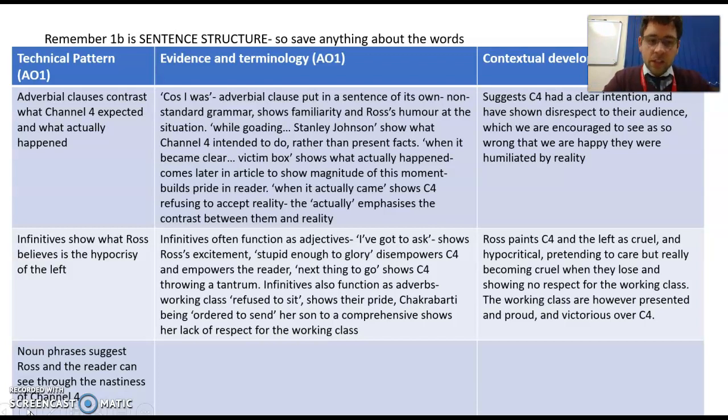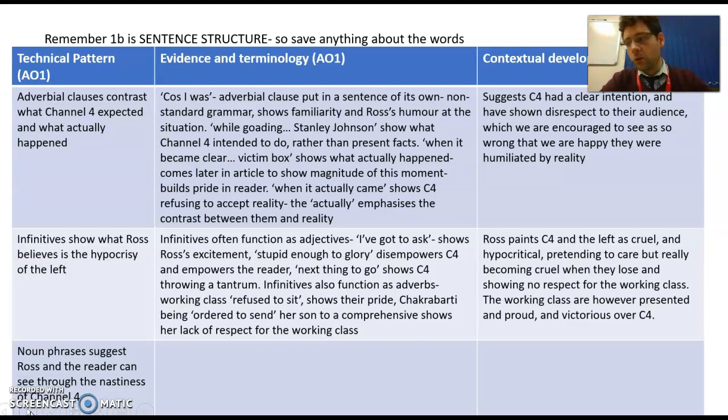When I looked at the infinitives, I think they show what Ross believes is the hypocrisy of the left, and I'll go through that in a second. The noun phrases, when I had a look, I think a lot of them seem to suggest that Ross and the reader can see through the nastiness of Channel 4. I think that's where I might go if I was writing a paragraph on that. So there's four adverbial clauses I wanted to talk about. There's 'cause I was, which is interesting anyway because it's putting a sentence on its own, so it's non-standard grammar, so it's Ross building up familiarity, but it's also showing his humour at the situation, and it feels like a really significant moment, the Nish Kumar moment.